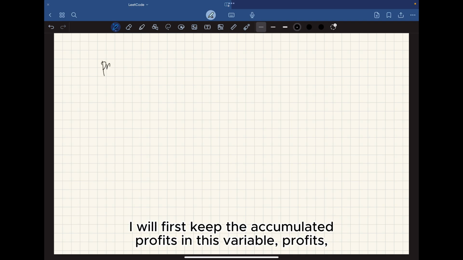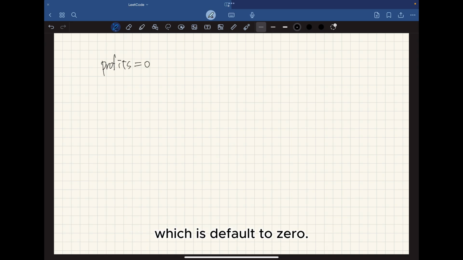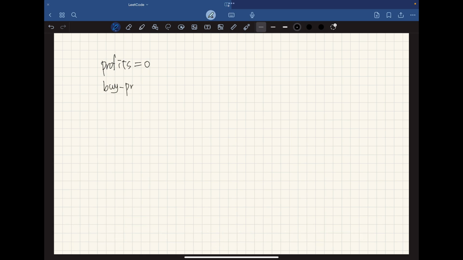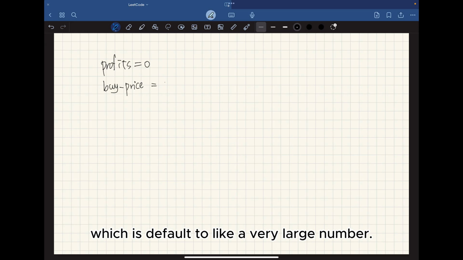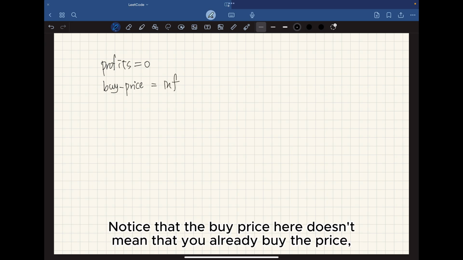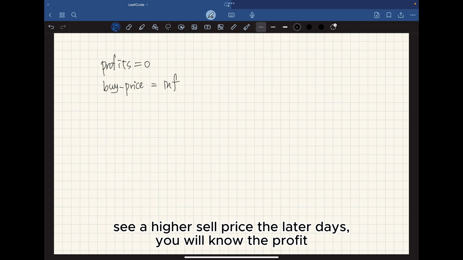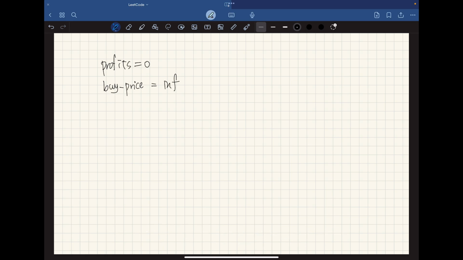I will first keep the accumulated profits in this variable, profits, which is default to 0. I also like to keep track of the hypothesized buy price in a variable called buy price, which is default to a very large number. Notice that the buy price here doesn't mean that you already bought the stock, but rather you keep track of the buy price from the previous days, and when you see a higher sales price in the later days, you will know the profit you can actually get.